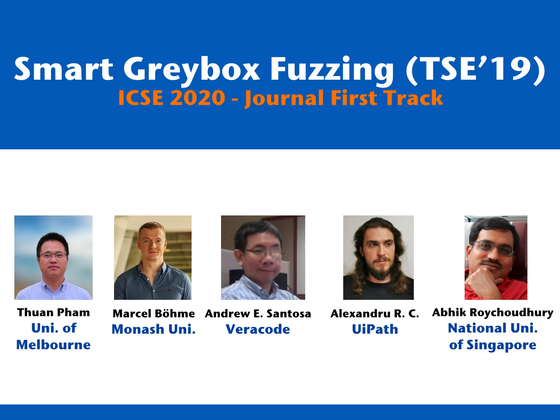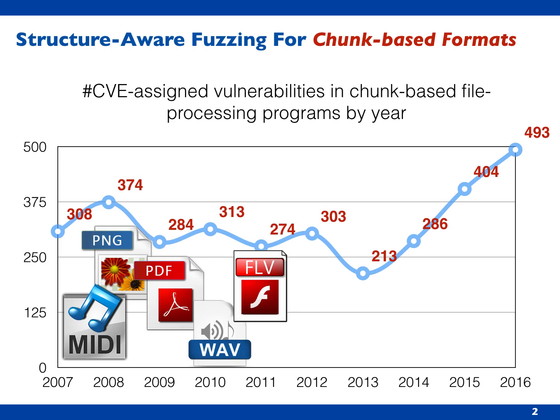This is my joint work with Marcel, Andrew, Alec and Abhik, who are currently at Monash University, Veracode, UiPath and the National University of Singapore. This is one of the first works making Greybox fuzzing input structure aware, and this is dedicated for chunk-based file formats, which are common targets for attackers.